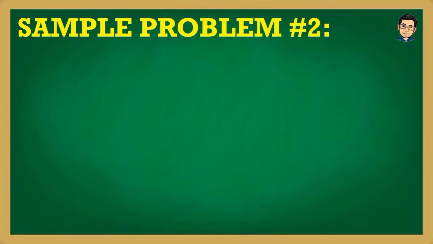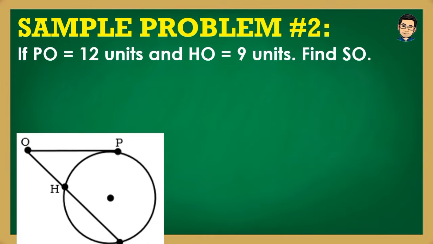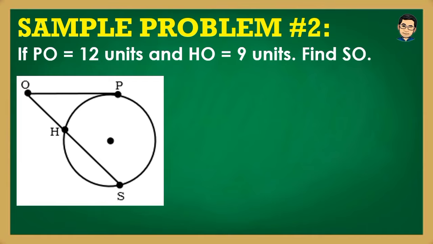And then our next sample problem, if PO is equal to 12 units and HO is equal to 9 units, find SO. So, i-label natin yung mga sukat. So, PO, ito siya, 12. And then, yung HO naman, 9. So, find SO, yung pong kabuuan. So, again, the square of PO equals SO times HO.